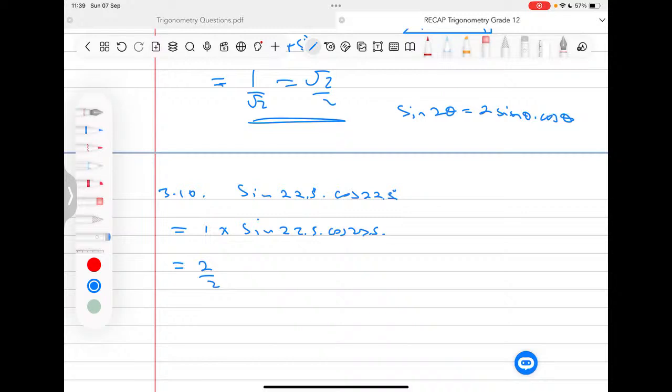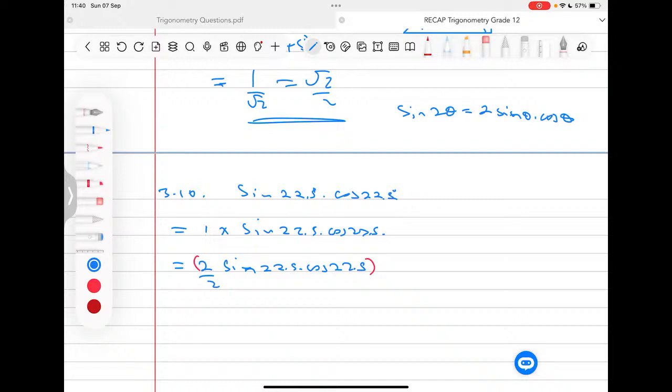Okay, so now I'm going to then have here sine of 22.5 and a cos of 22.5. Now here I'm going to group this one together, right? So that it then becomes our identity. Do you see?